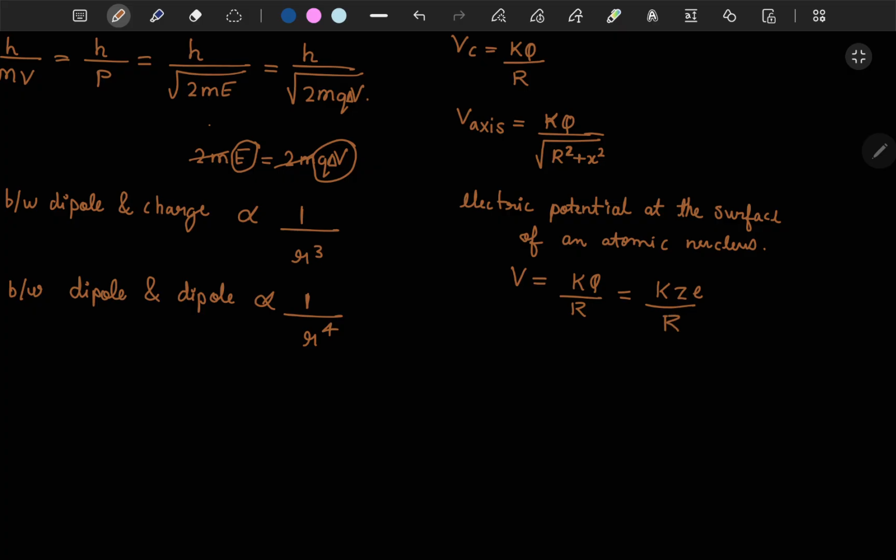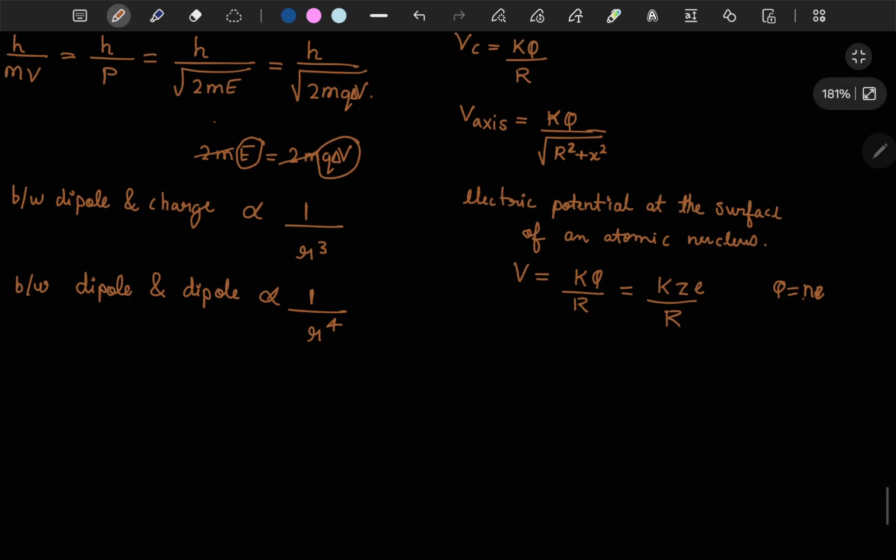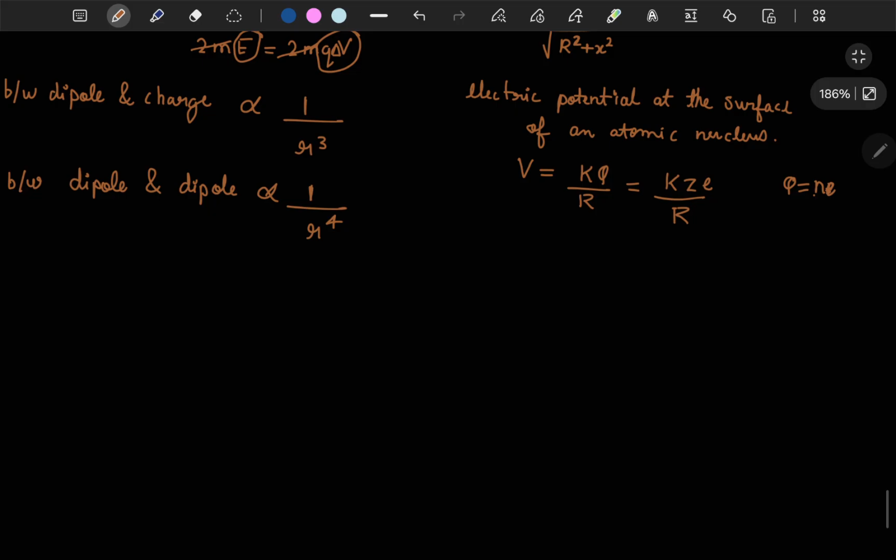equal to Ze only. We have read about q is equal to ne in the quantization of charge in chapter 1, Electric Charges and Fields. So here n is replaced by Z. Z is the atomic number. So n is basically the number of electrons, and the atomic number is also equal to the number of protons and the number of electrons only.